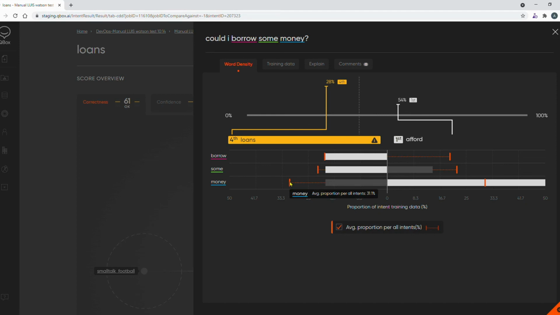This feature can be used in conjunction with the explain feature to help you ascertain which words have the highest influences and which words have the lowest influences in your intents, and will help you to fix problem areas.